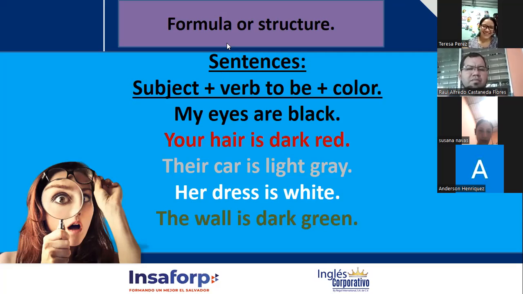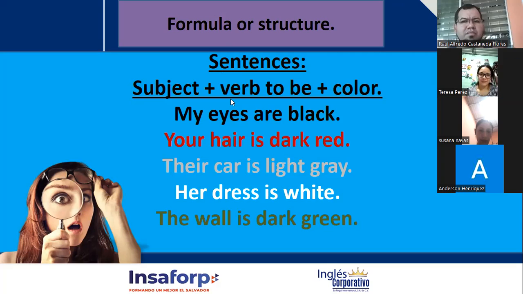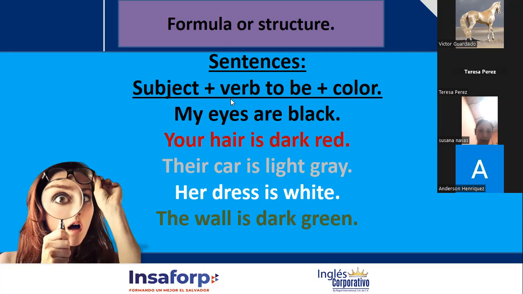Okay, so now it's your turn. In the chat, you are going to type examples, objects, and their colors. For example, you can say, my dress is white. My computer is white. My car is red. My dog is brown. Entonces, escribamos los ejemplos en el chat. I will try to help Susie.